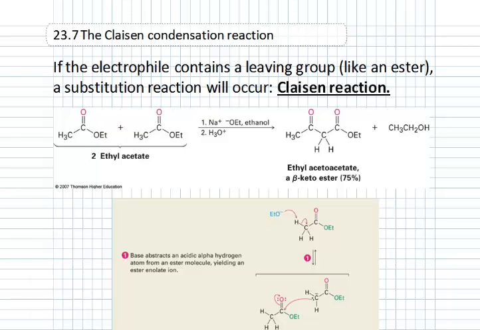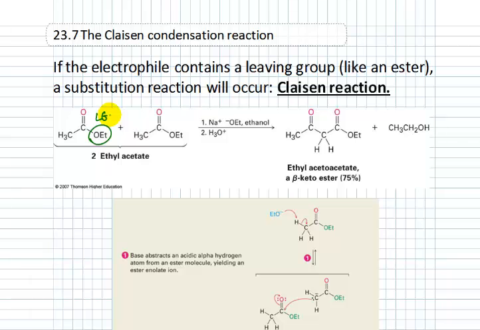One is an enolate. One will act as an electrophile. But the difference here is that now we have a leaving group attached to the carbonyl. So because of that, instead of just being stuck at the alkoxide, the O- comes back down and kicks out the leaving group.